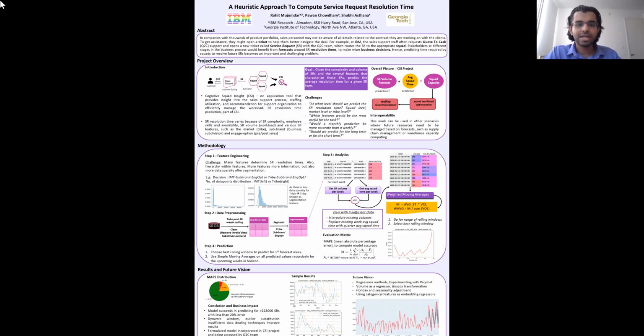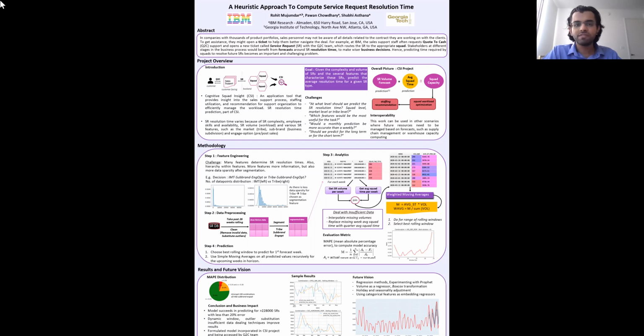The SR resolution time varies because of features such as the SR complexity, employee skills, employee availability, SR volume, and other features like the market, business subdivision, and engagement option. Stakeholders at different stages in this process would benefit from knowing answers to questions they have around resolution times of SRs, such as future capacity or cycle time trends, to make wiser business decisions around squad utilization and capacity optimization. For this reason, computing the time required to solve future SRs becomes an important problem statement.